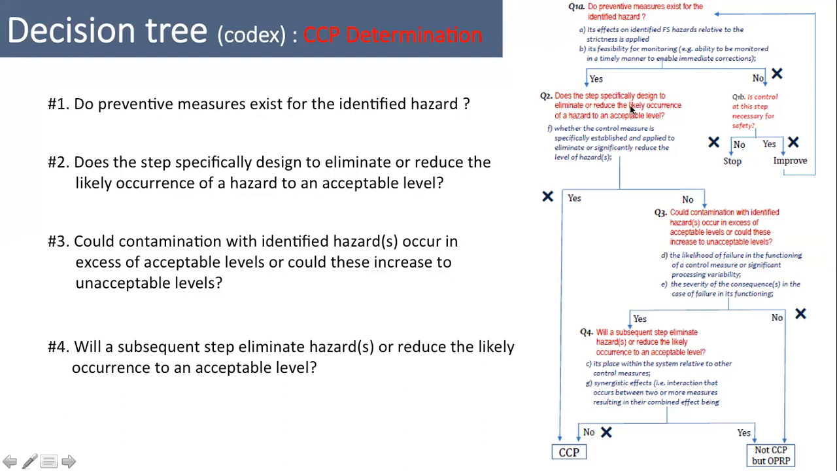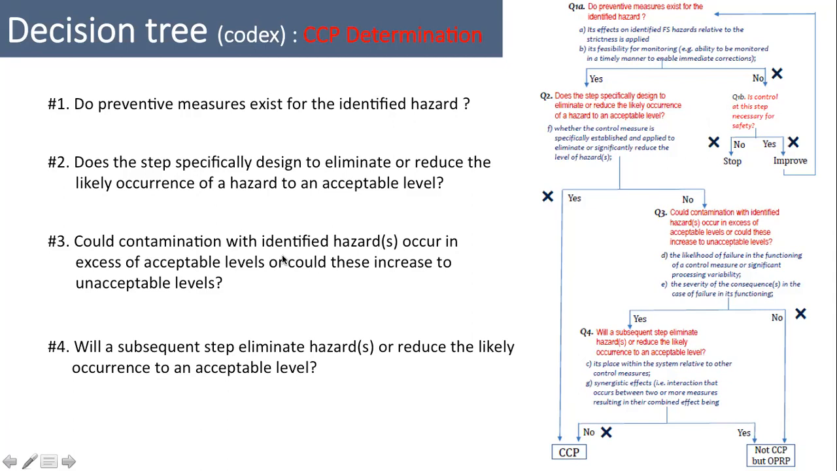So we have implemented preventive measures. So the second question: is the step specifically designed to eliminate or reduce the likely occurrence of the hazard to an acceptable level? It means in this step, have we implemented this step to remove metals with magnets? If yes, then stop and it is a critical control point. If not, we have to ask the third question.